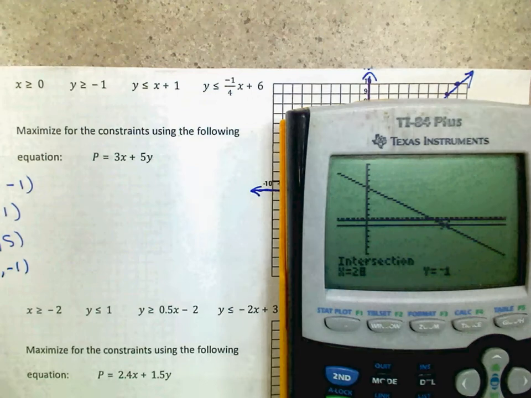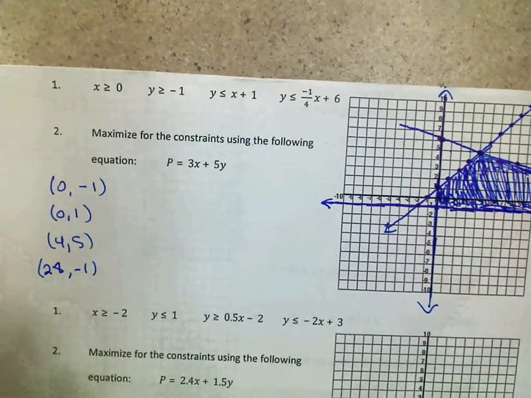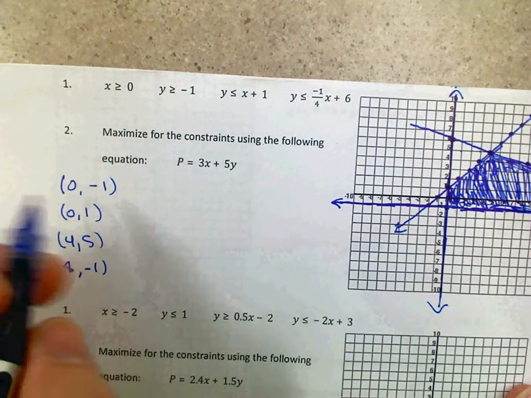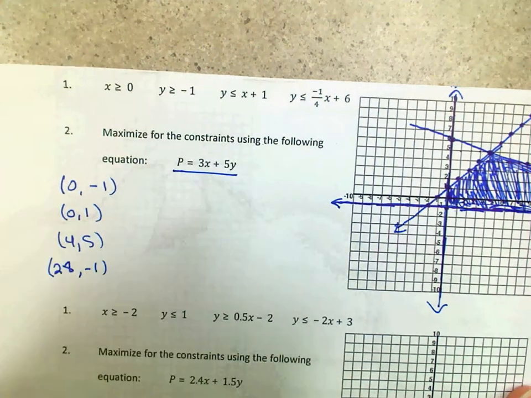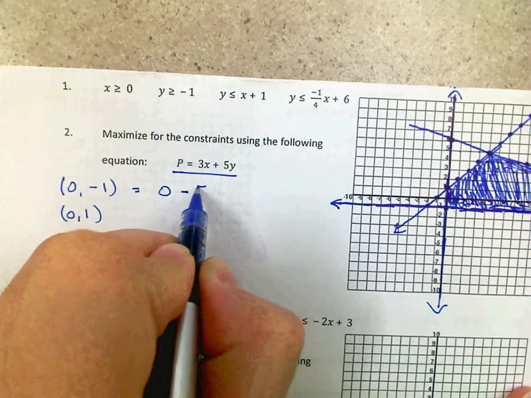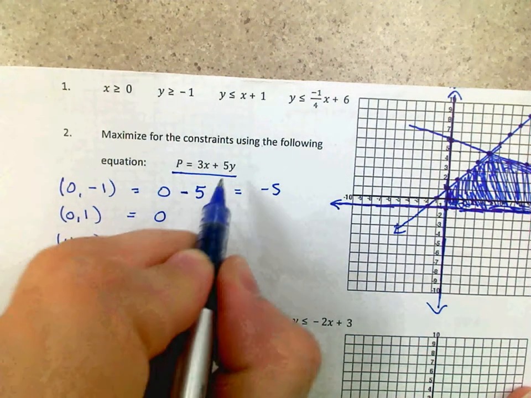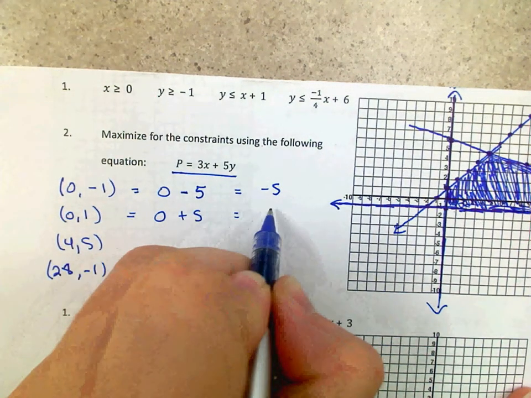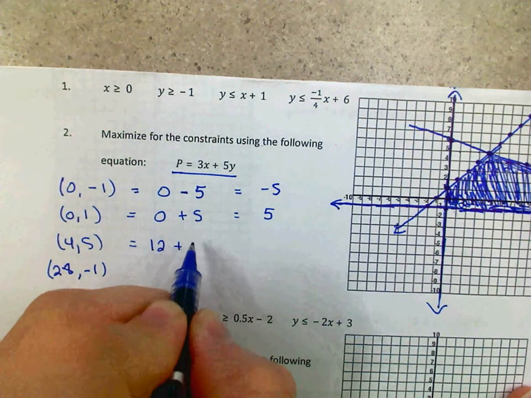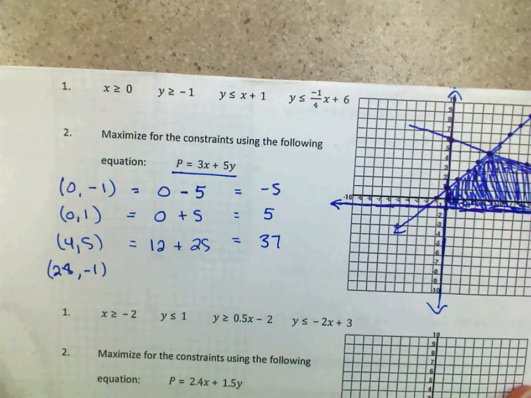So use your calculator to help you if you can't tell where the point actually is going to cross just from your picture. And then we're going to take those 4 points and plug them into this profit equation. So 3 times 0 plus 5 times -1, that would be -5. So you actually lose 5 on that one. 3 times 0, 5 times 1, that would be +5. 3 times 4 would be 12, and 5 times 5 would be 25, so that's 37. And then 3 times 28, that would be 84.